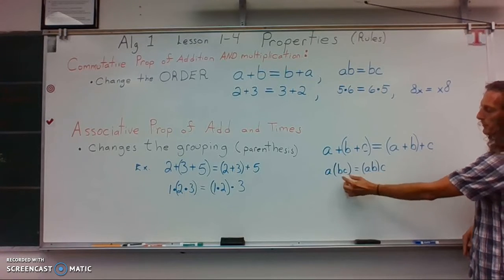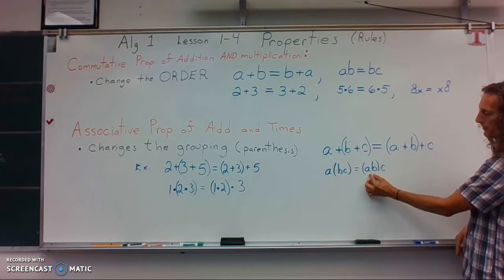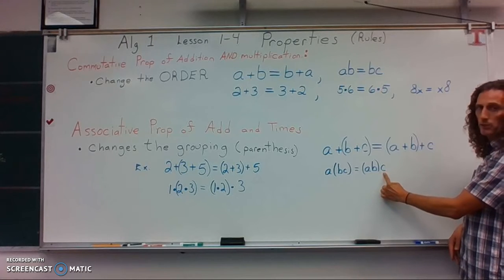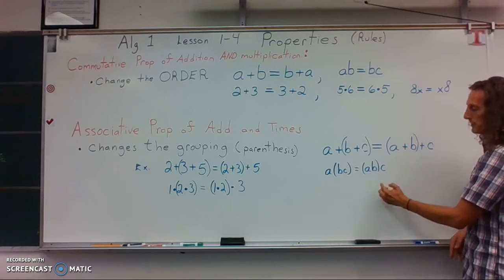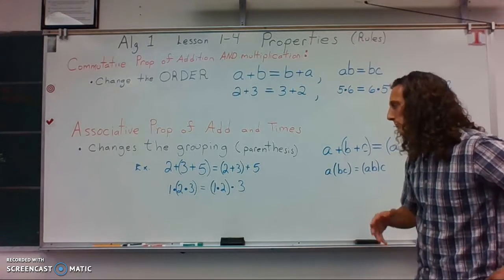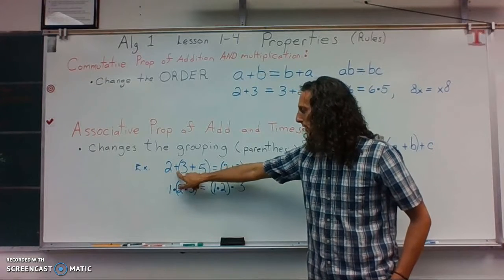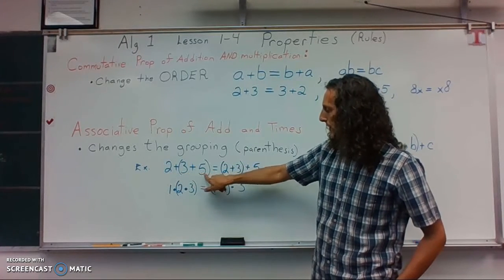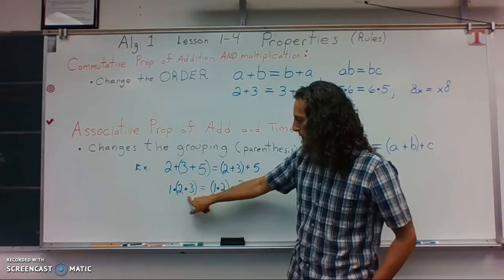You put the parentheses around the A and the B, so you have A times B grouped together, times the letter C. So again, there's no change in the order. This is still an ABC order, right? So here's some examples of those. That 2 plus the grouping of 3 plus 5 is the same thing as 2 plus 3 plus 5. Or, again, 1, 2, 3.